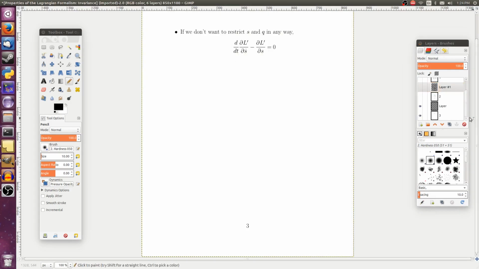Because now we just have our Euler-Lagrange equation for L prime and S. And this takes the same exact form of the original system. Because the original system is just replacing all these L primes with L's, all the S dots with Q dots, and S's with Q's. So we can see that no matter what coordinate system we use to describe the Lagrangian, we're still going to get the same differential equation in the end.